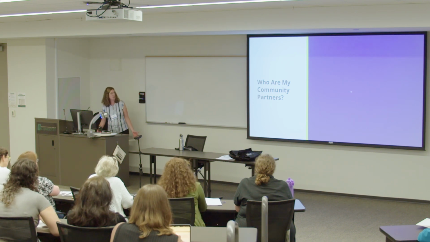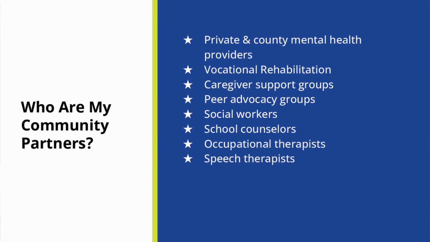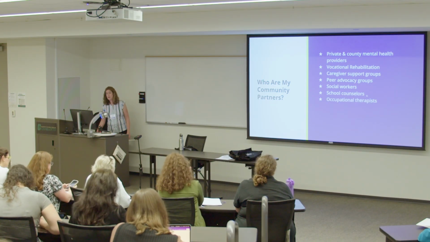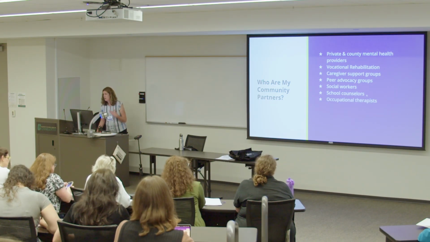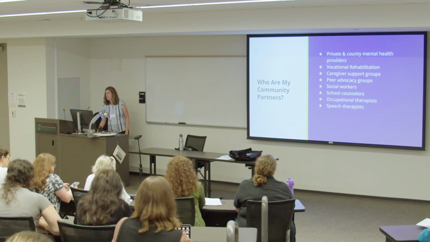And there are lots of people in your community that you can partner with. There are your mental health providers, which could be private or county mental health providers. Vocational rehabilitation is helpful in terms of helping people find and keep a job. There are caregiver support groups. Peer advocacy groups are very important for our adult neurodiverse population. Social workers, if somebody's struggling with transportation, housing, food. School counselors are another source. Occupational therapists are somebody you can talk to in terms of some of the sensory and motor skill issues that we've talked about. Speech therapists.